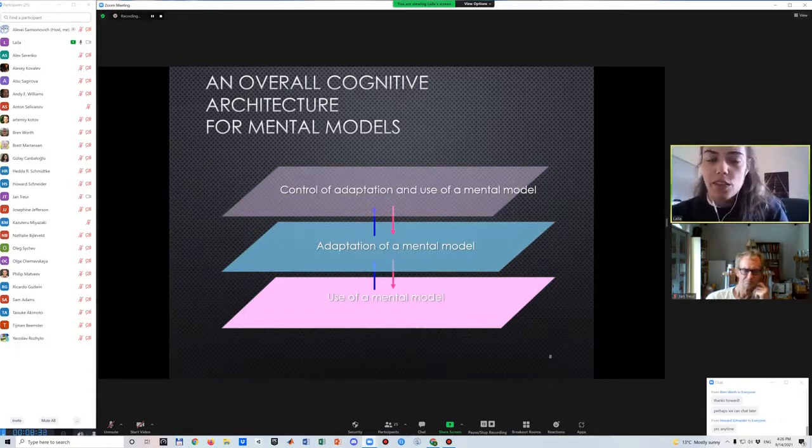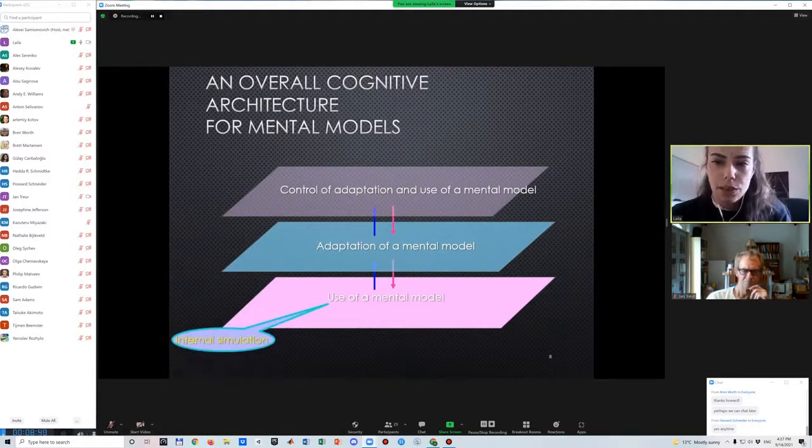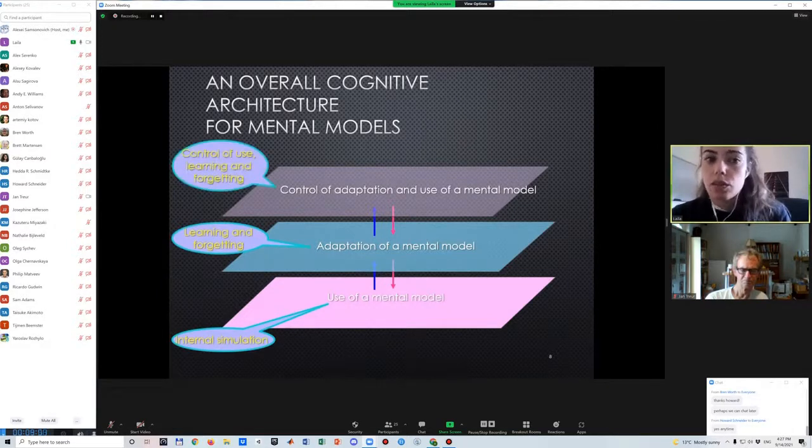So we have an overall cognitive architecture for mental models that we're going to use for later on. So there are a few levels. We have the use of a mental model, which is the previously also discussed internal simulation, if you remember that quote I read in the beginning. Then we have adaptation of a mental model, so learning and forgetting. And finally, we have control of the learning and the forgetting and the model itself.